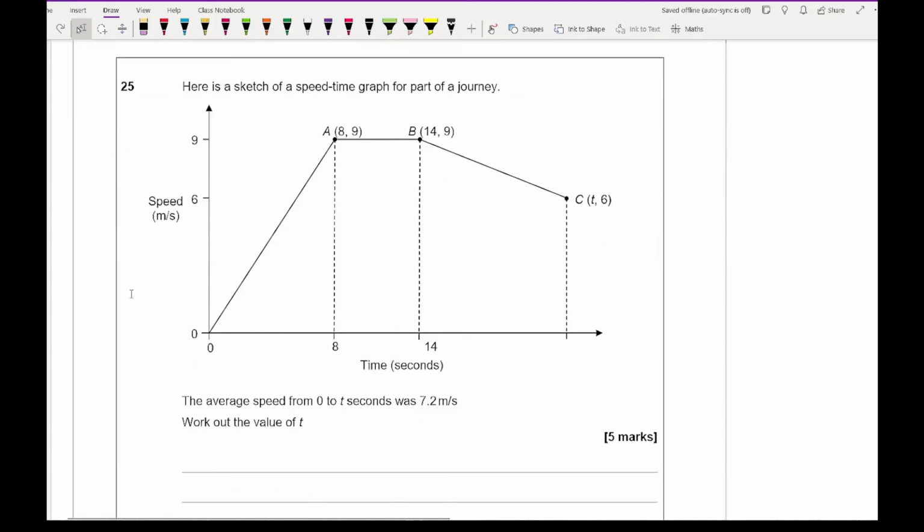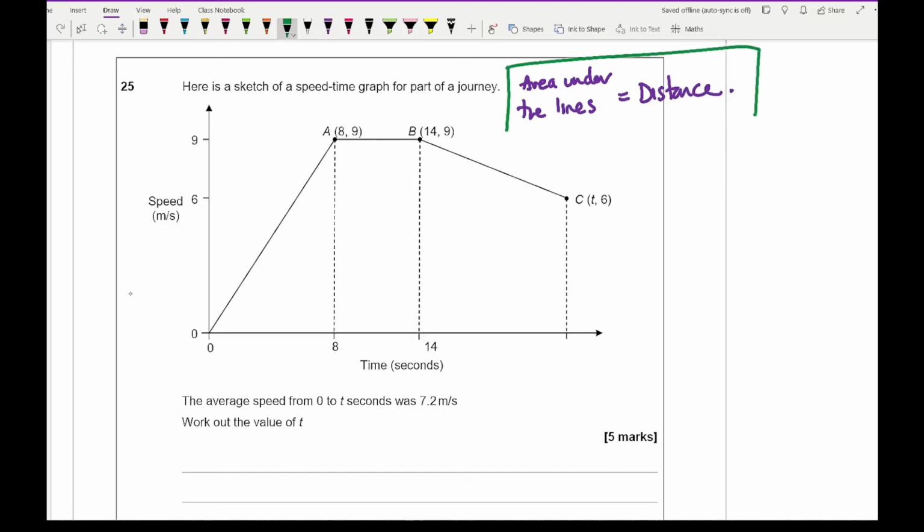Then moving on to our last question, it says here is a sketch of the speed time graph for part of a journey. The average speed from 0 to t seconds was 7.2 and we want to work out the value of t. Now for this, we know that the area under the lines is equal to the distance in a speed time graph. Now we also know that distance also equals speed times time. And just put an orange box around that.